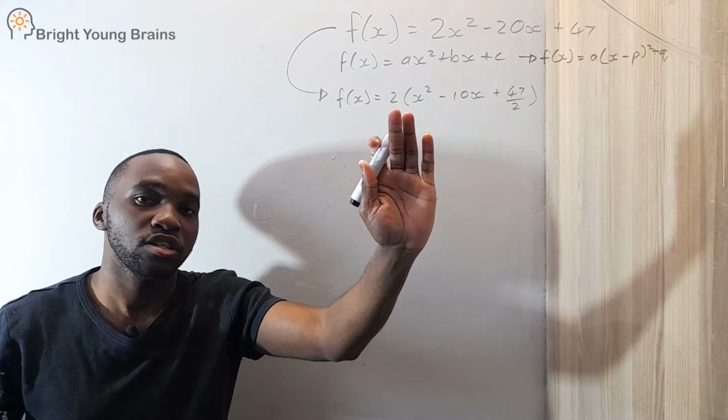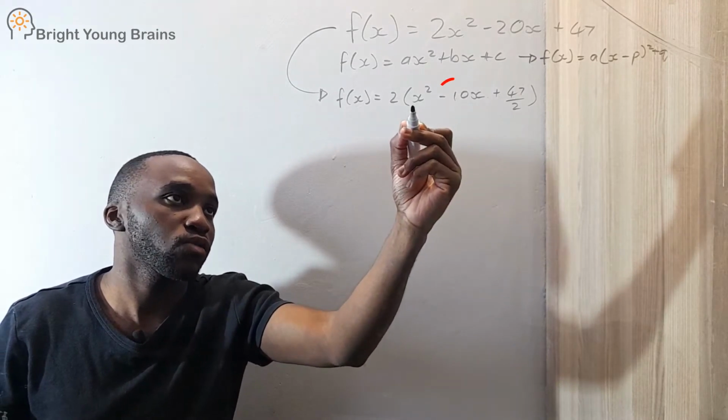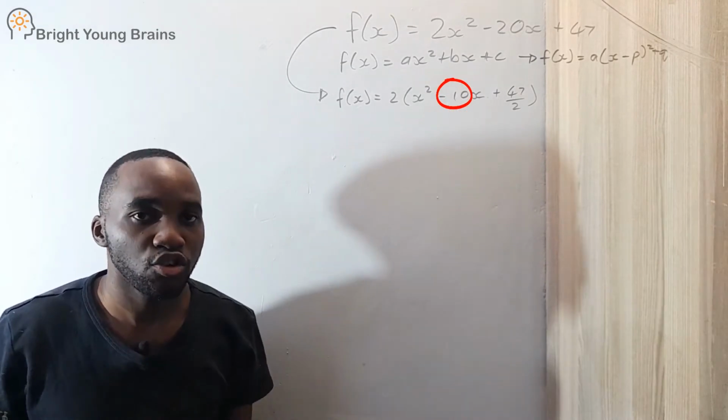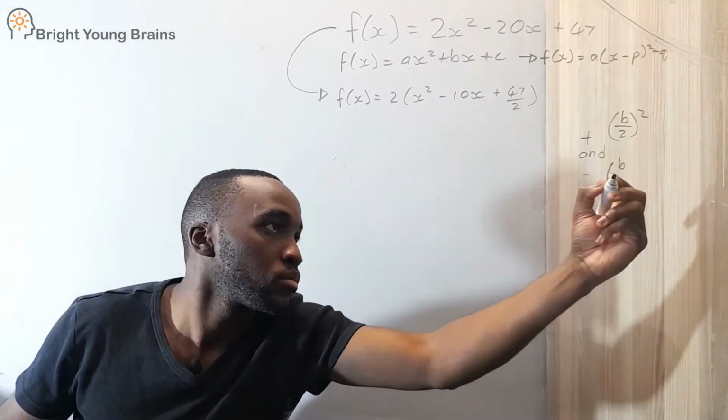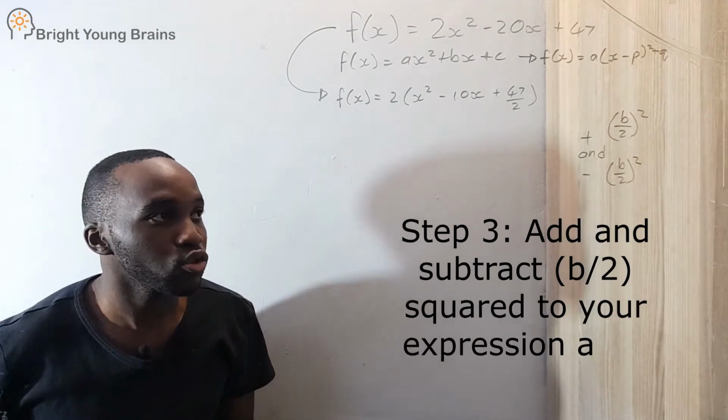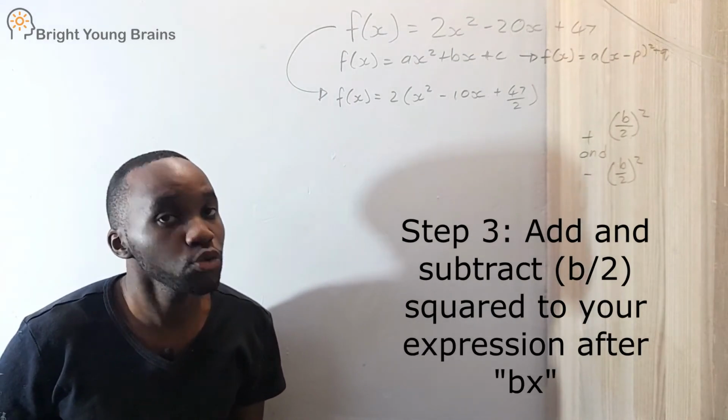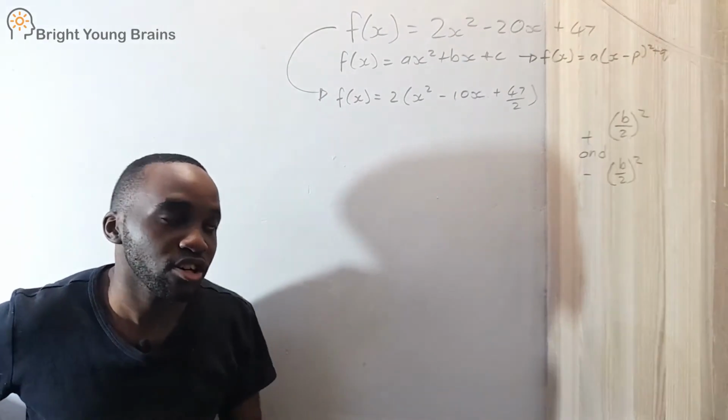Once you have taken out this value in here, you need to take note of what your b value is in your expression, because all you'll need to do is to add b over 2 squared to your expression, and then you need to subtract it afterwards.